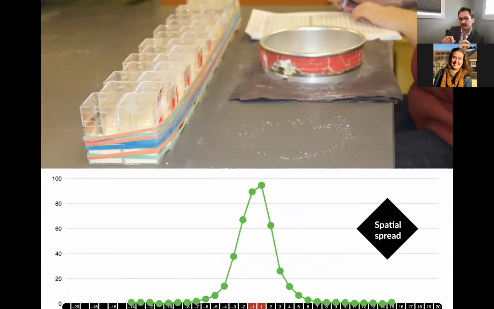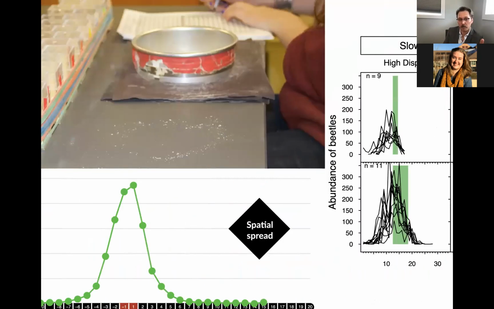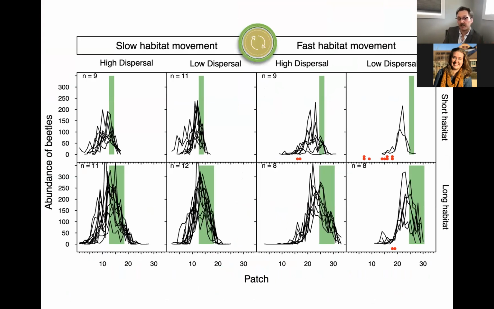For spatial spread, we use little holes between them with little transparencies to block dispersal, and then we can pull out those transparencies for either 6 or 24 hours to have different dispersal rates. And we ran this for a little over 3 years. This took 24 undergrads. They counted 250,000 beetles a week for years on end.